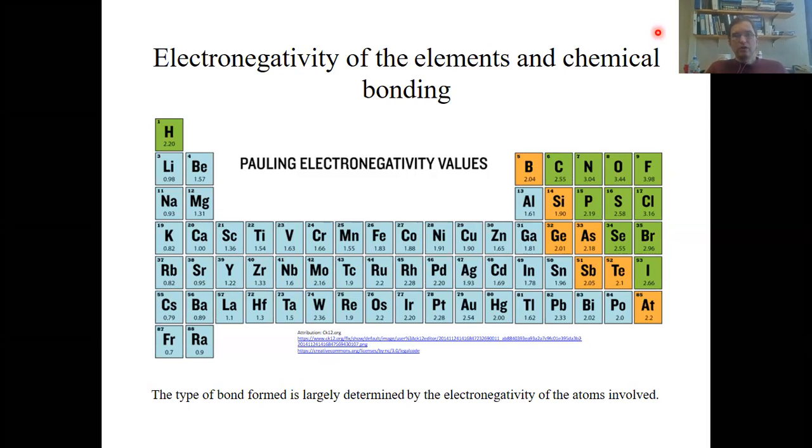Okay, let's move on with our thoughts about electronegativity. We have begun that in the last class, and we defined electronegativity as the ability of an atom to attract electrons within a chemical bond. And now we are applying electronegativity to explain the nature of bonding.